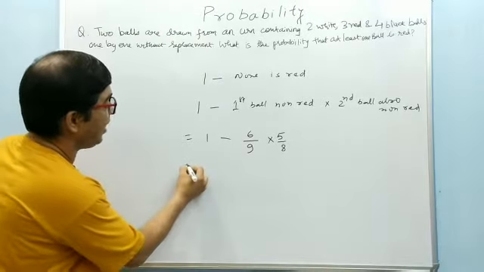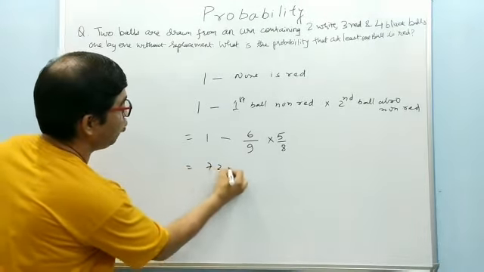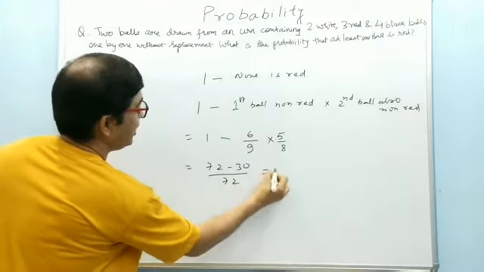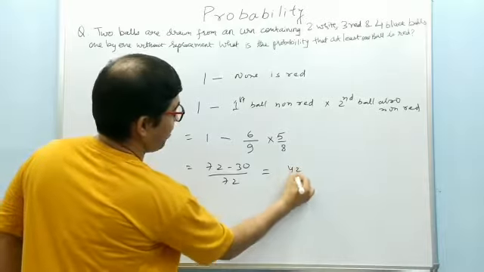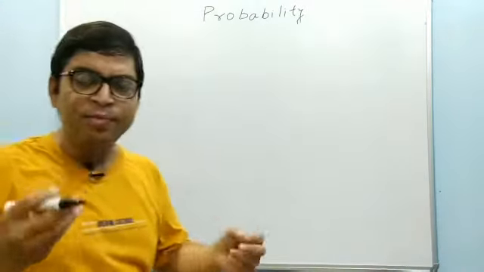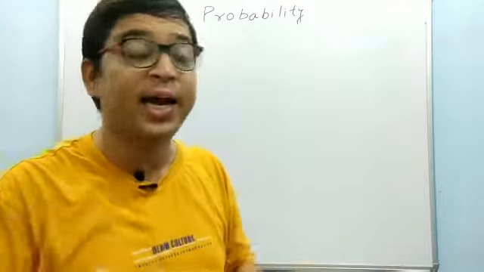We can just simplify this, that is 72 minus 30 divided by 72. It is coming out to be 42 by 72. We can find the probability. Sometimes the problem is asked like that.